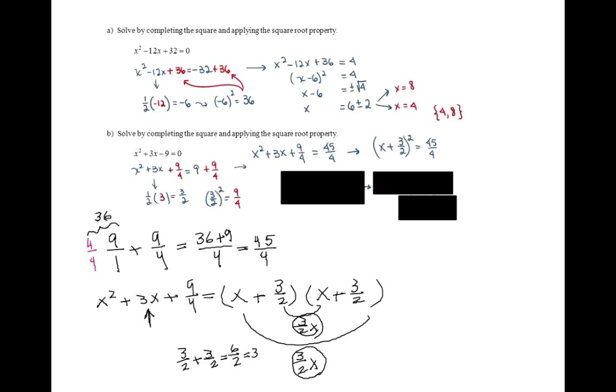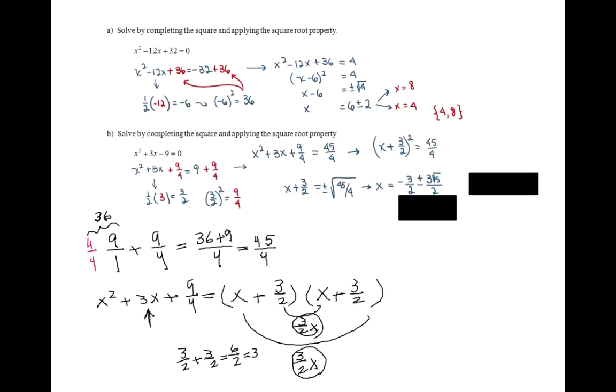So now we can use the square root property. You say x plus 3/2 is equal to plus and minus square root of 45 over 4, which is x equal to negative 3/2 plus and minus square root of 45 over 4. But we need to simplify square root of 45 over 4. That's the same as square root of 45 over square root of 4, right?